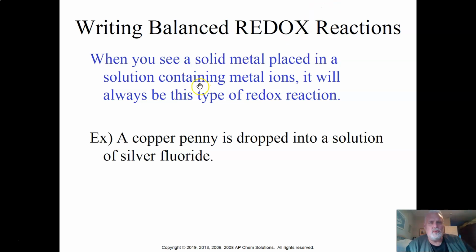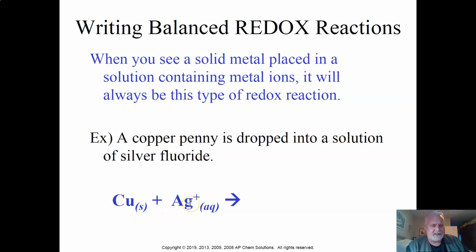So now we're going to talk about how you write a balanced redox reaction. Anytime a solid metal is placed in a solution containing metal ions, that's the type of reaction that you're going to be talking about. So for instance, a copper penny is dropped into a solution of silver fluoride. Okay, we're going to do silver nitrate for the students in class, and you'll see that the penny will get all covered in silver. But the reaction is you have the copper and the silver ion.